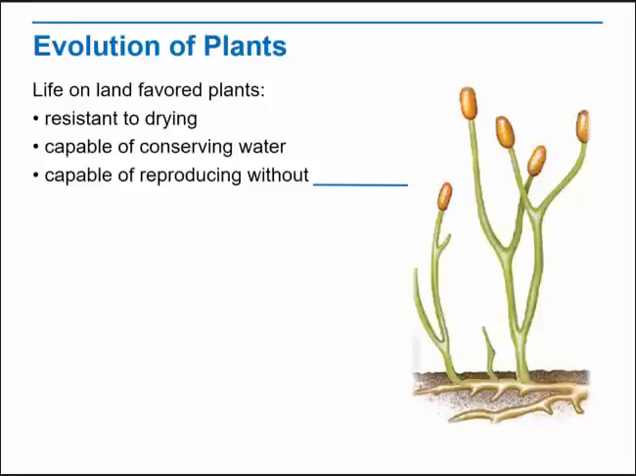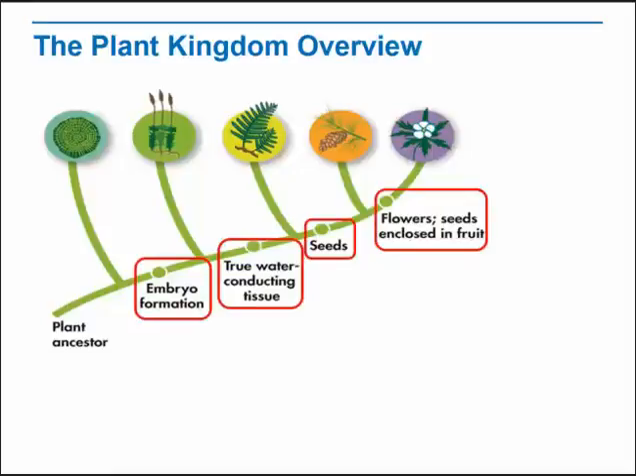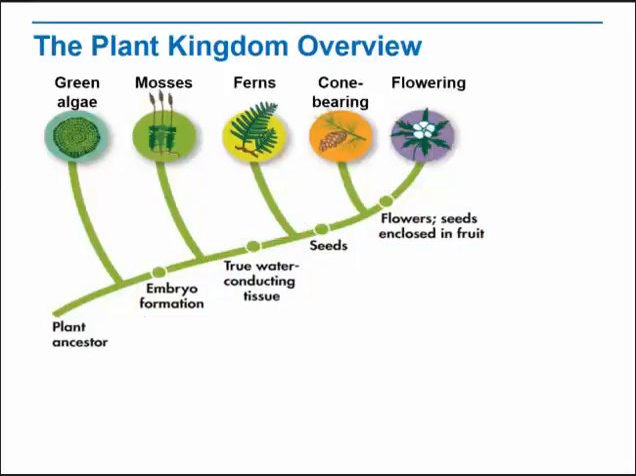Over time, the demands of life on land favored the evolution of plants more resistant to the drying rays of the sun and more capable of conserving water. The evolution of land plants also favored those capable of reproducing without water. Botanists divide the plant kingdom into 5 major groups based on 4 important features: embryo formation, specialized water-conducting tissues, seeds, and flowers. Let's take a look at this cladogram.